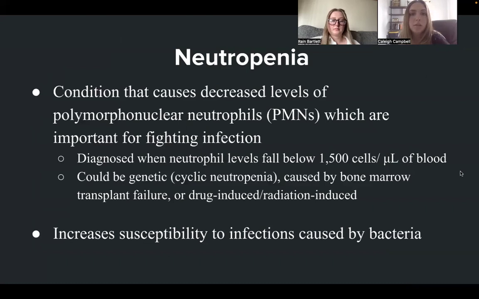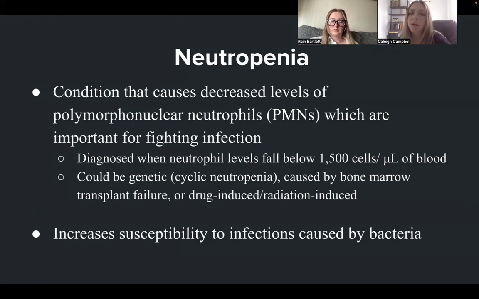And the next disease is neutropenia. This is a condition that causes decreased levels of polymorphonuclear neutrophils, also known as PMNs. These are really important for fighting infection. So a person that is diagnosed with this, it's diagnosed when their neutrophil level falls below 1,500 cells per microliter of blood.